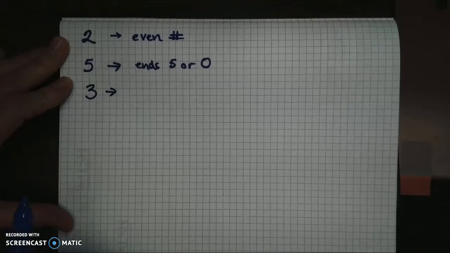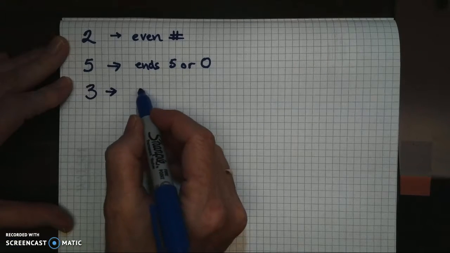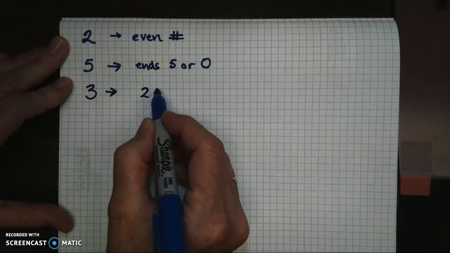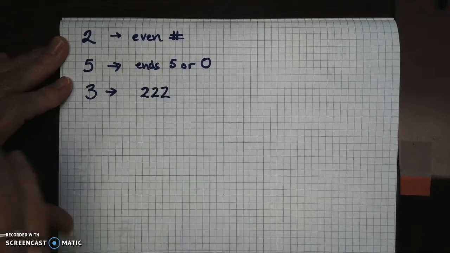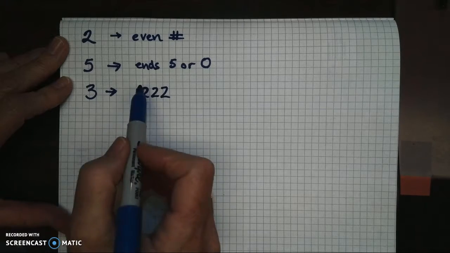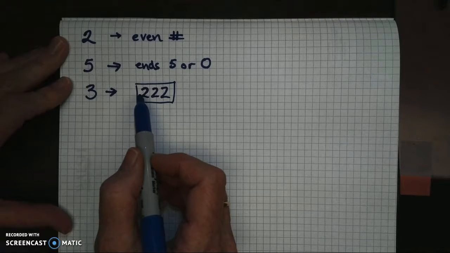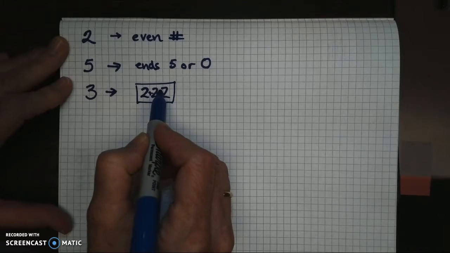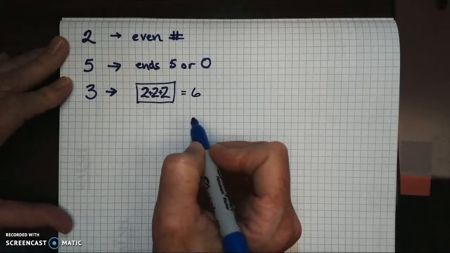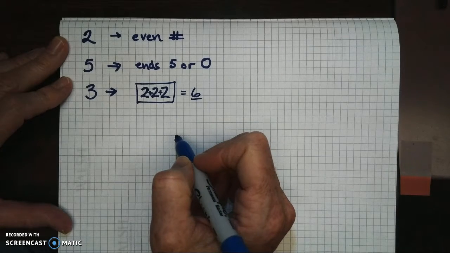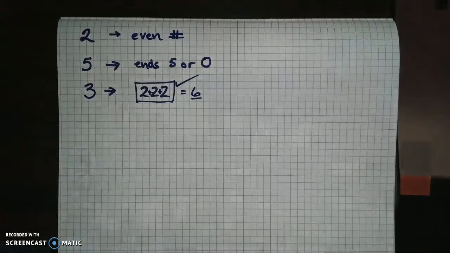This is a little trickier, but if you think about it in these terms, I think it'll help. I'm going to put 222. This is my number. Do you think that's divisible by 3? Well, it doesn't look like it would be. Let's add these together, though. 2 plus 2 plus 2 is 6. Is 6 divisible by 3? Absolutely. So 222 is going to be divisible by 3.